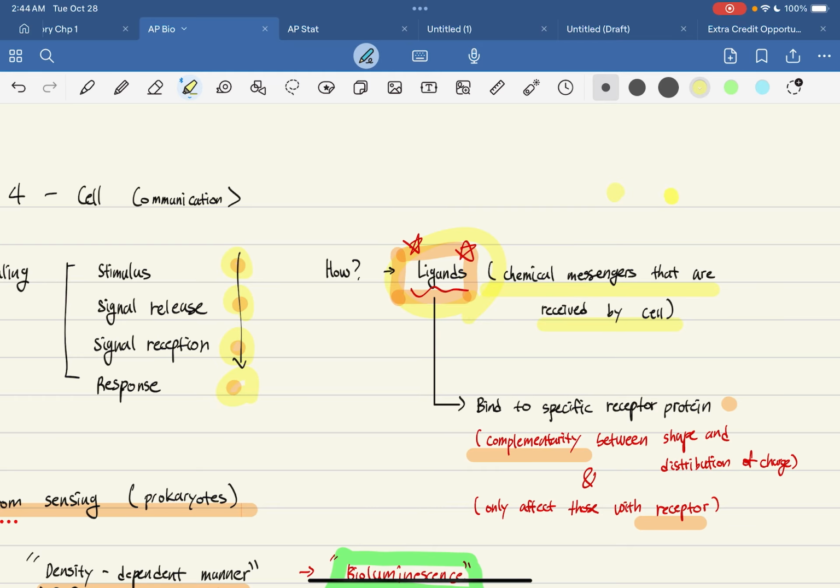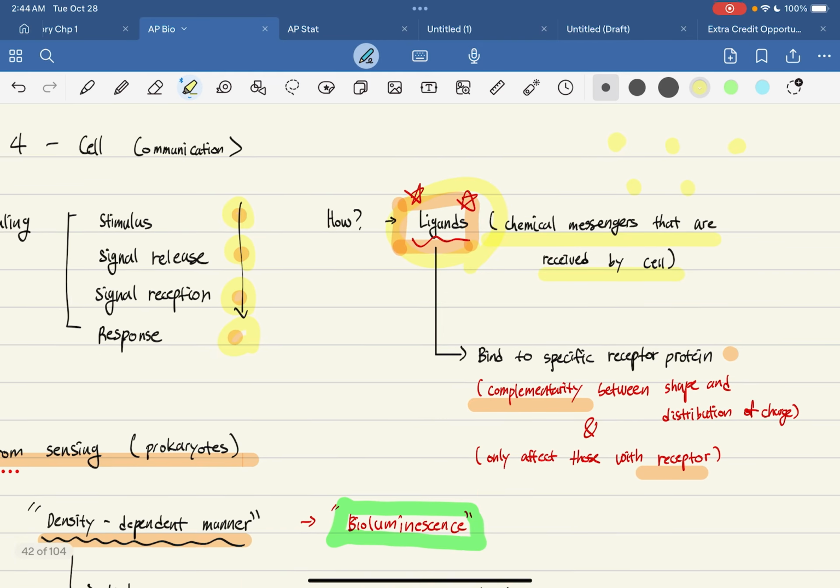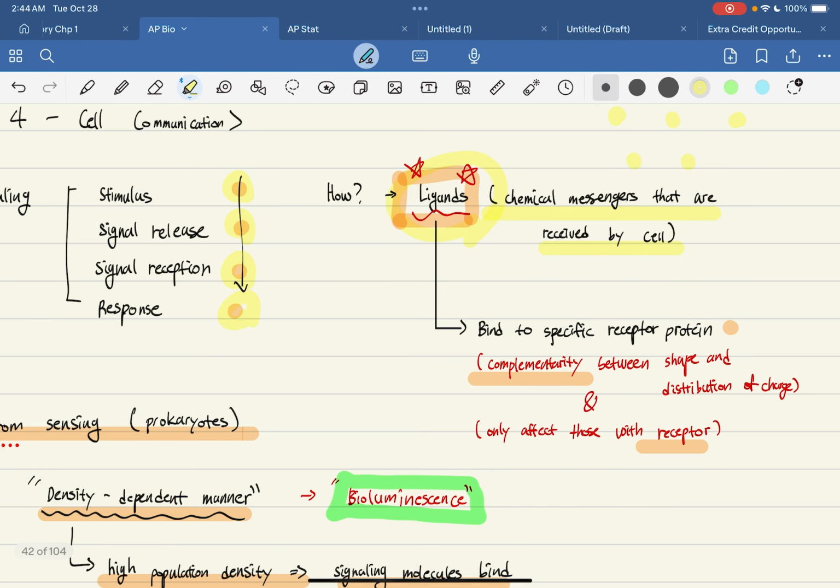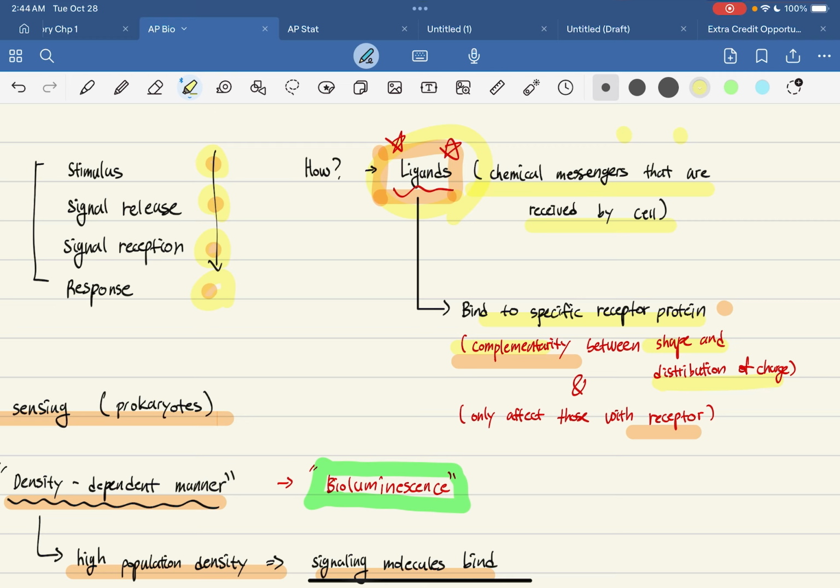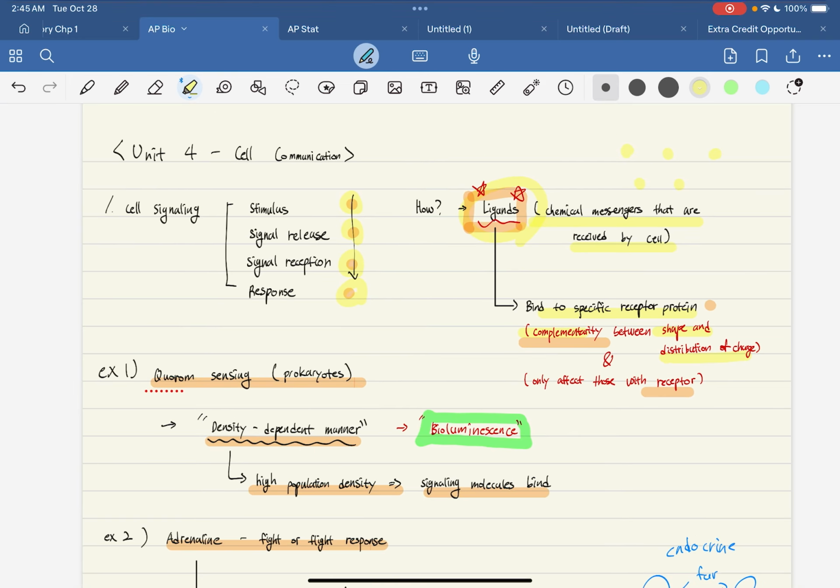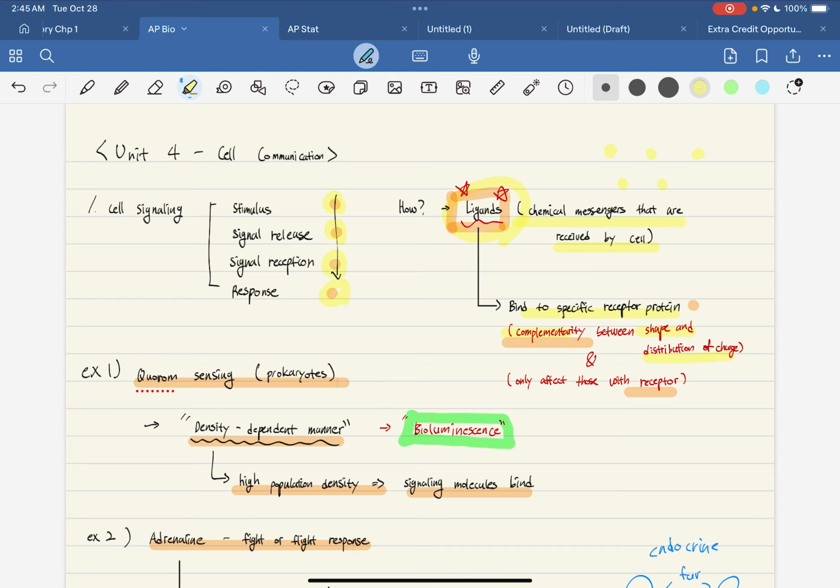There are small dots that float around the cell or inside the cell and go to the receptor, binding to a specific receptor protein and creating the reaction. And because there is complementarity between shape and distribution of charge, they only affect those with the receptors, which means that they only bind to particular designated receptors.